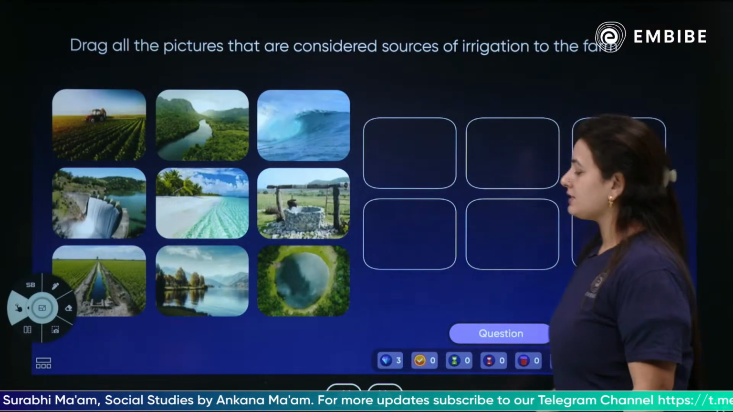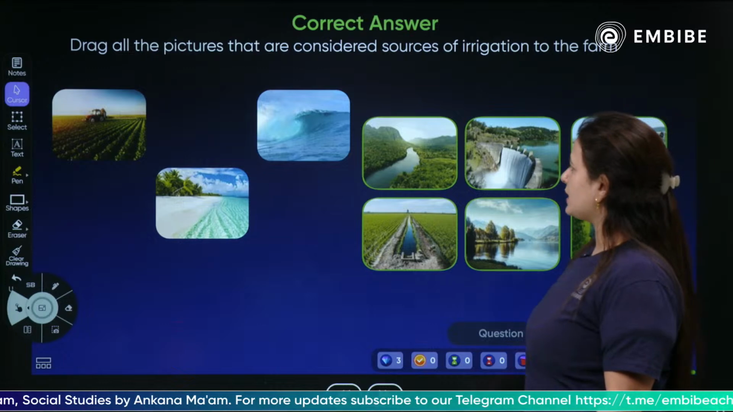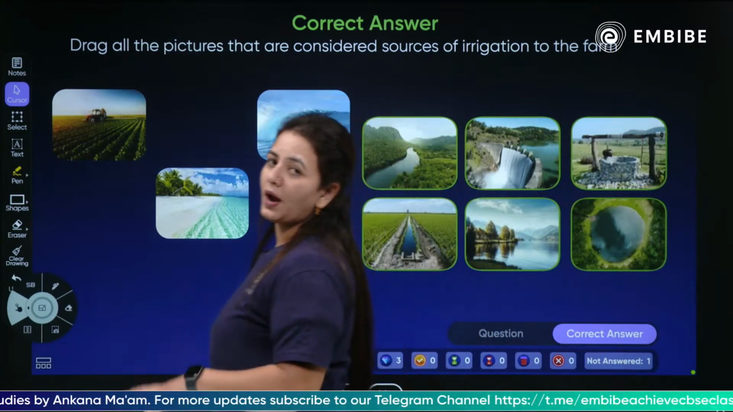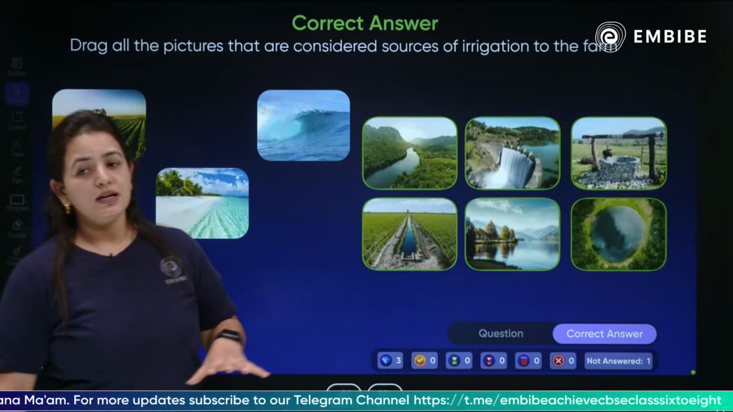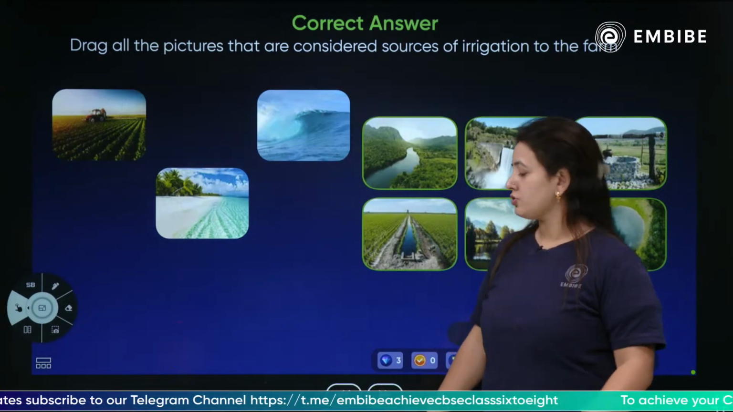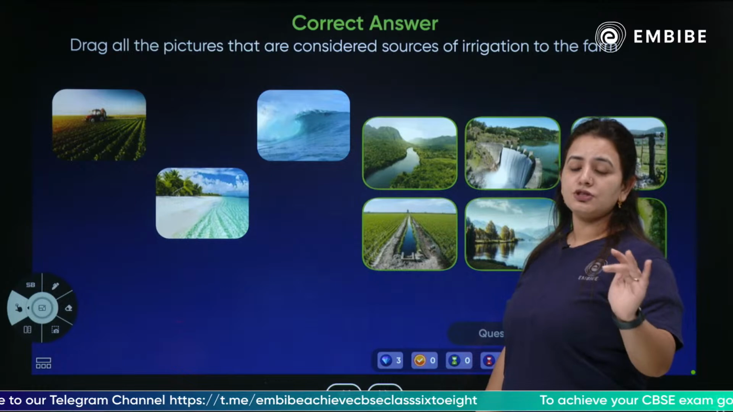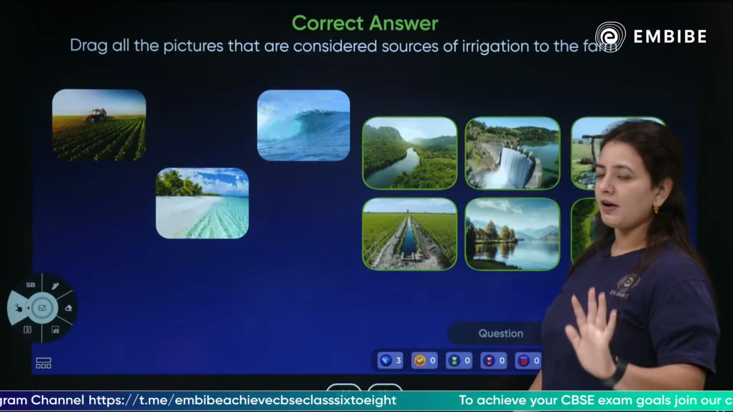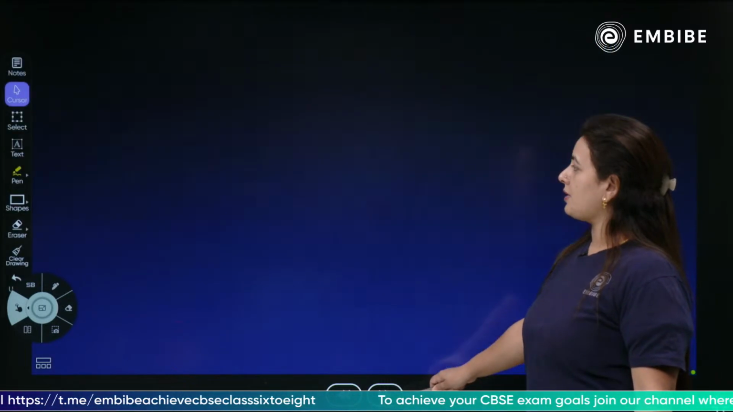Yes, what is the correct answer to this? The correct answer is this. We have rivers, wells, canals, dams and ponds to basically have our irrigation system sorted. Yes, sorry for the interruption, children. There was some technical issue. Now we are coming back, discussing more about irrigation.